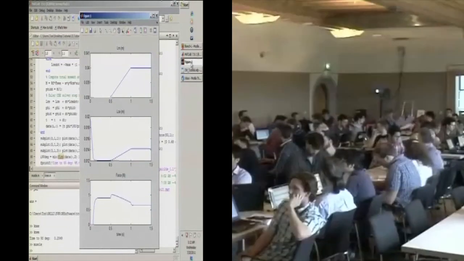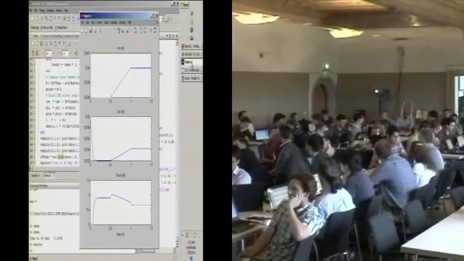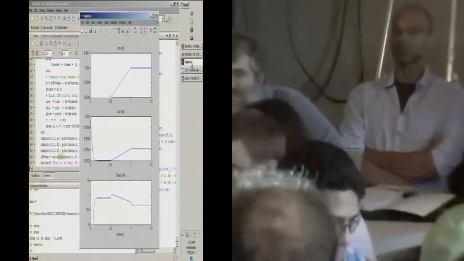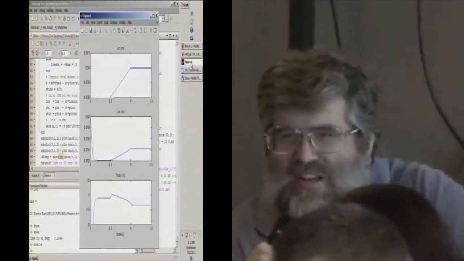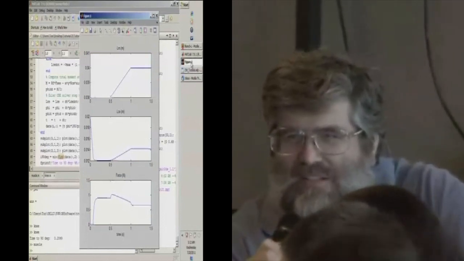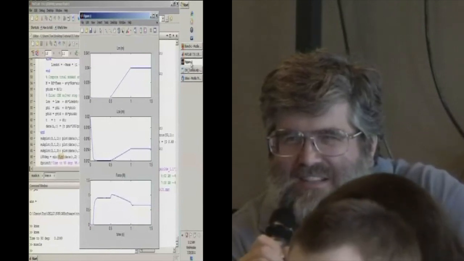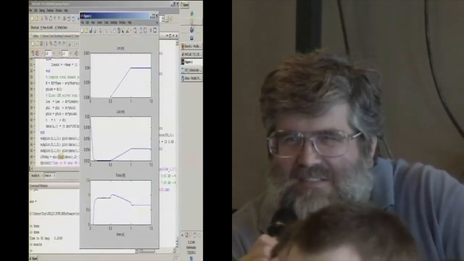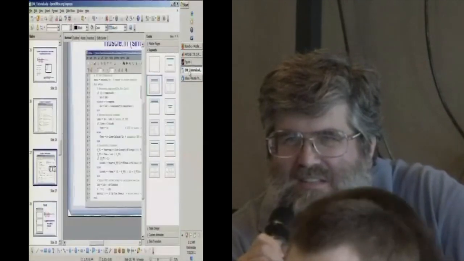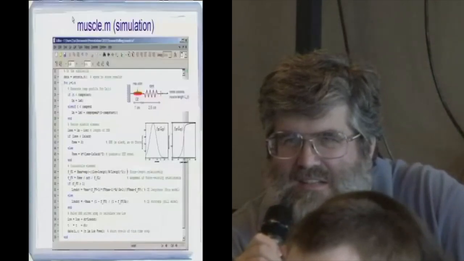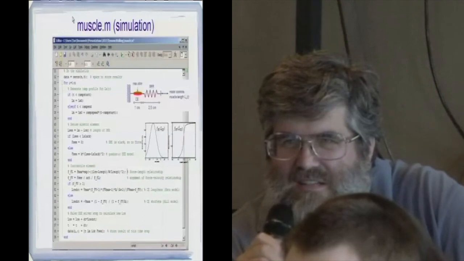Okay, I may have just totally missed the point here, but we're stretching the muscle and the force is decreasing, so it's a negative spring. That's right. Isn't that a little disturbing? So you would think that's unstable, and that comes from here. It comes from the force-length relationship.